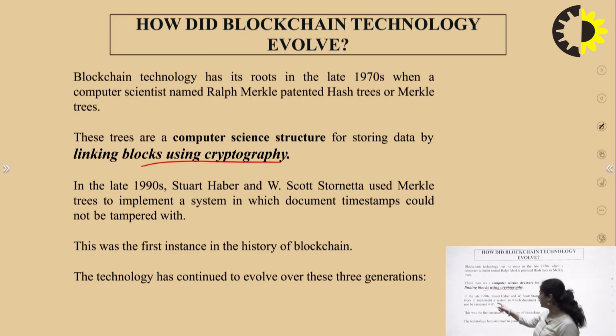In the late 1990s, Stuart Haber and Scott Stornetta used Merkle trees to implement a system in which document timestamps could not be tampered with. This was the first instance in the history of blockchain. The technology has continued to evolve over these three generations.